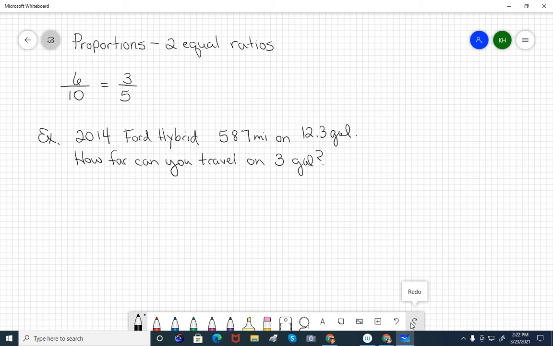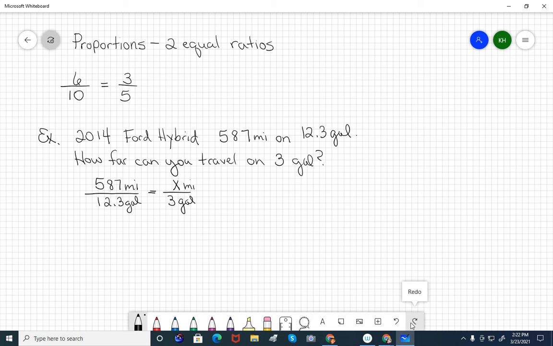Set up a proportion. Be sure when you write these proportions that you're labeling your ratios. You can go 587 miles if you have 12.3 gallons of gas. So the question is, how many miles can you go on 3 gallons?